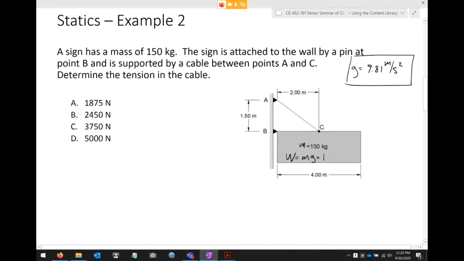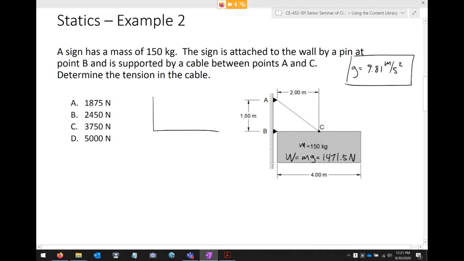And this comes out something like 1471. Oh, 71, not 77. 1471.5. And then if I take kilograms and multiply it by meter per second squared, I get a Newton. Okay. Now, the sign has a weight of 1,471.5 newtons. It is supported by a cable between points A and C. Now, let's look at this cable AC. So here's the cable.